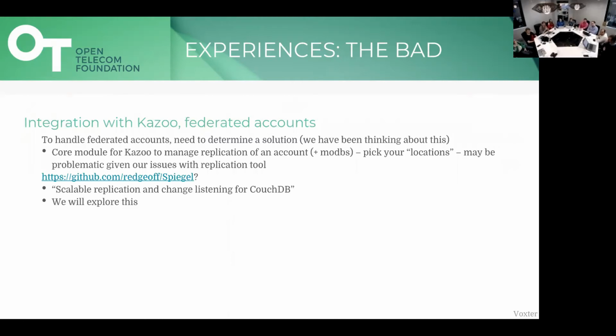But it may be problematic given our issues with the replication tool, its inability to handle error cases, its lack of being real time, but maybe we can piece together things like the scheduler and that to make it happen. There's also a project called Spiegel, and their tagline is scalable replication and change listening for CouchDB. We're going to explore this as part of this project. In the README on that repository, they do talk about how you can use Spiegel to manage this stuff over wide area networks. So we're going to give it a go and give you guys some feedback on where we get to with that.